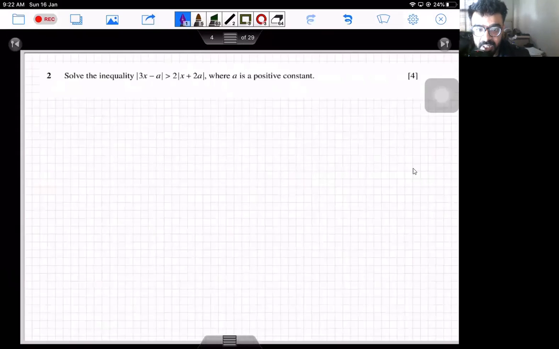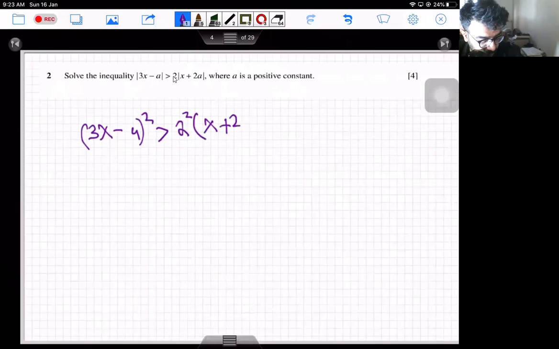As we can see, the case over here is that you have the mod function on both sides of the inequality. So in order to solve this, what you will do is take the whole square on both sides. So 3x minus a, the whole thing squared, is greater than 2 squared multiplied by x plus 2a, the whole thing squared.